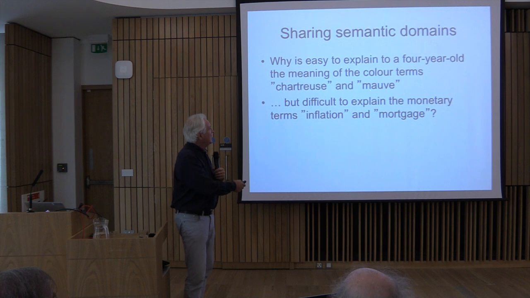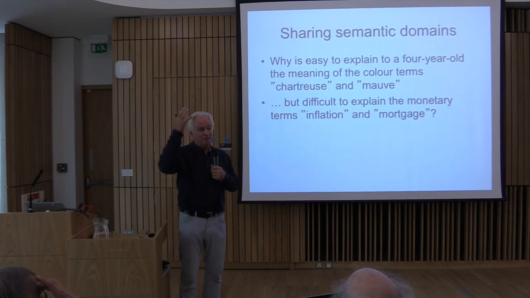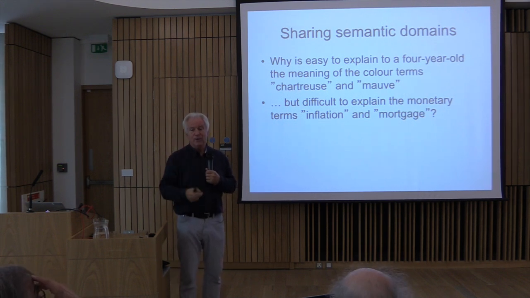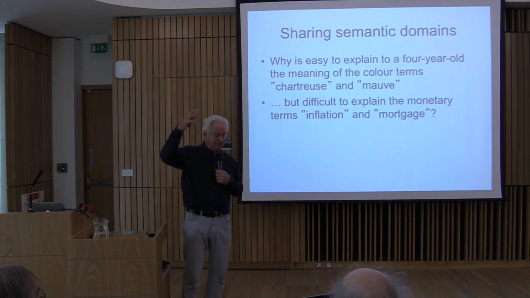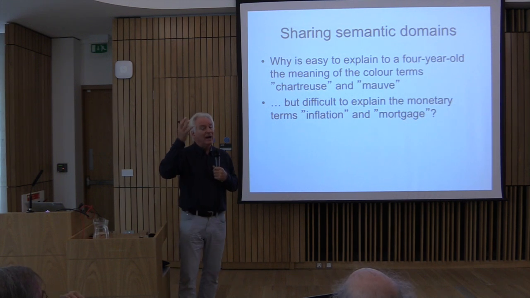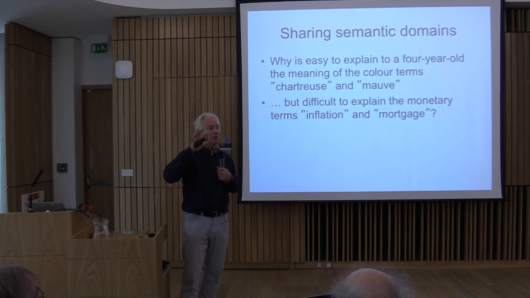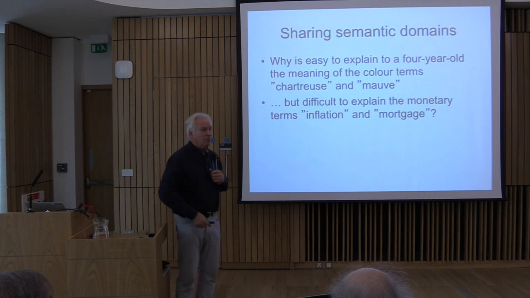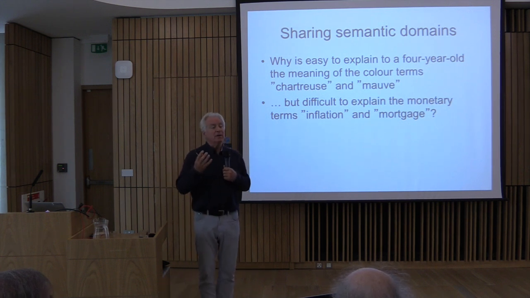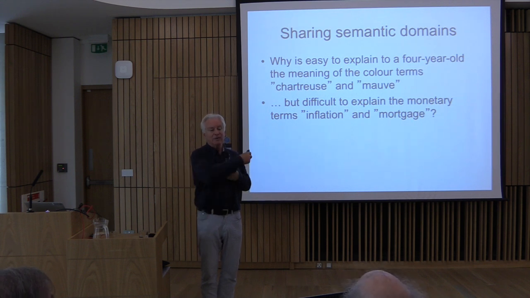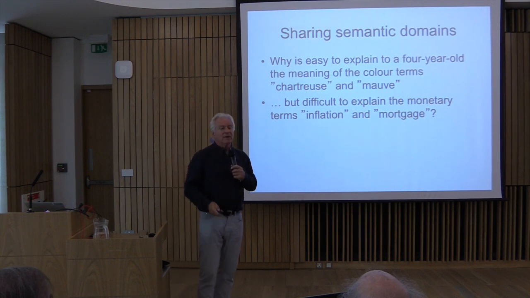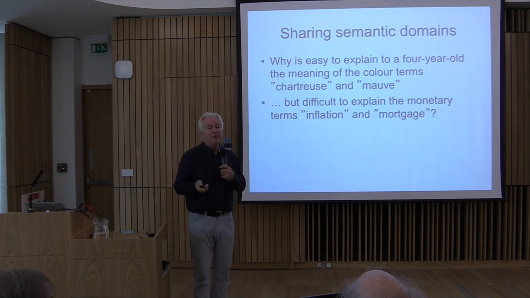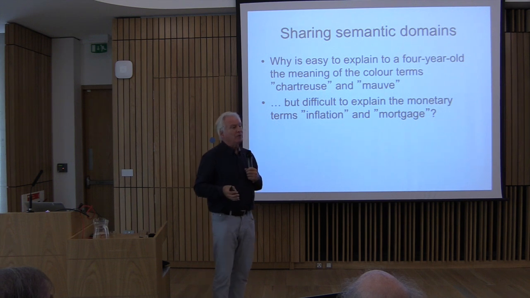My explanation is that the 4-year-old has internalized the color domain and color words. As soon as you say that these are colors, and then you can say that chartreuse is a kind of yellow-green and mauve is a kind of light violet or whatever it is, they can understand the meaning of the terms because they have the domains available. Now, inflation and mortgage depend on the abstract domain of monetary value, and 4-year-olds in general don't have it. So for them it's difficult to explain these terms. Even if they're very frequent in language, they don't have the domains available. And my point here is that we are not born with the domains, we learn them.